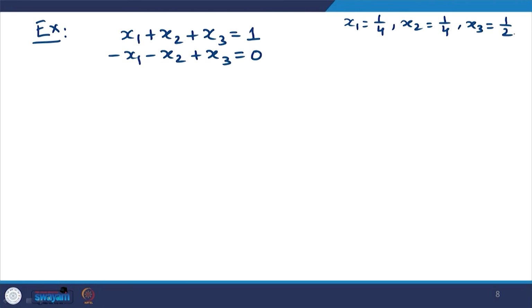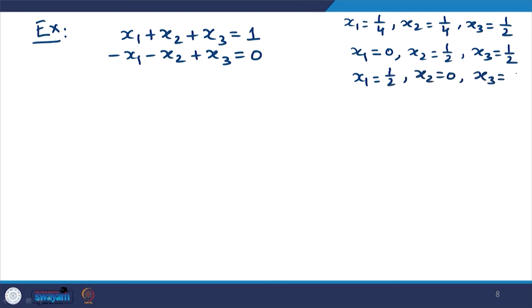Another solution you can have is something like x 1 equals 0, x 2 equals half and x 3 equals half. Similarly, one of the solutions may be x 1 equals half, x 2 equals 0, x 3 equals half. So, in that way you will have infinitely many solutions. These are some examples I have just directly calculated. But out of all those infinite solutions, I am interested in a solution which has the minimum norm.